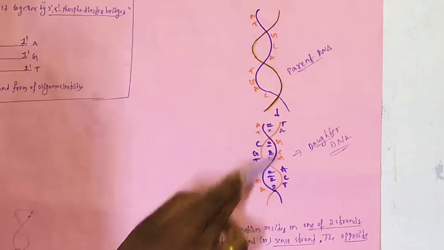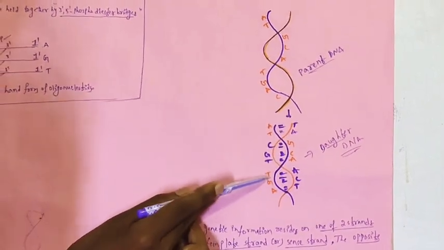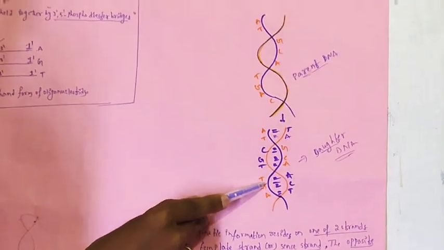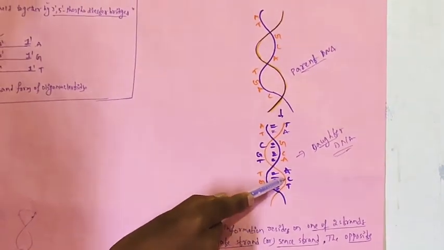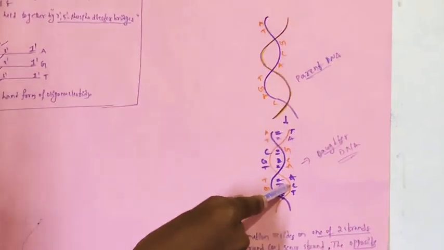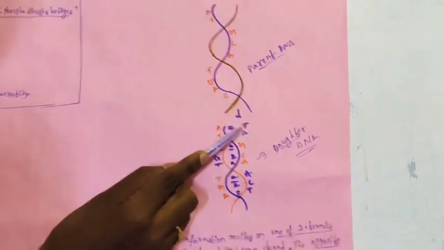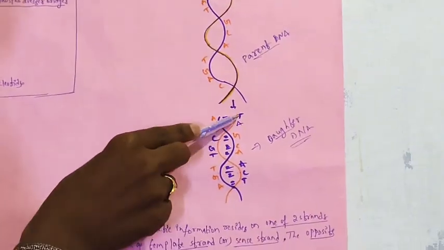This strand is known as the template strand or sense strand. This other strand is newly synthesized in our body, and it is known as the anti-sense strand. Anti-sense means, suppose adenine is there, the matching nucleotide is what is synthesized in our body.